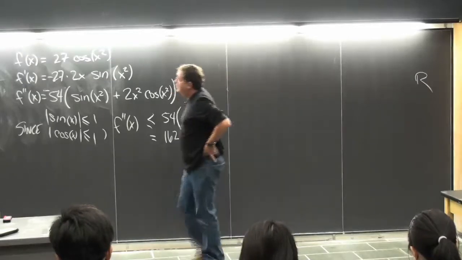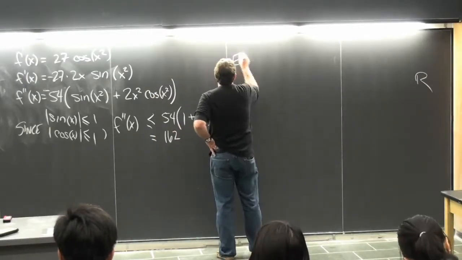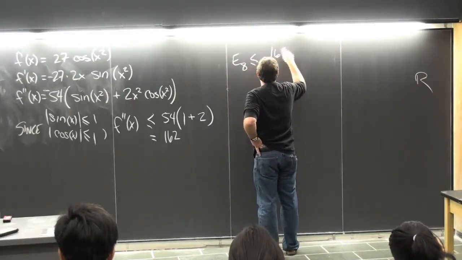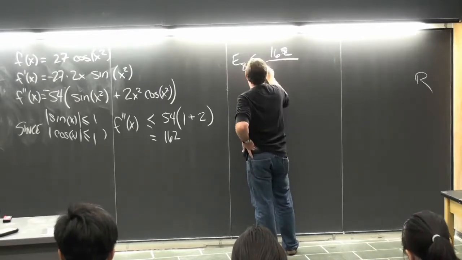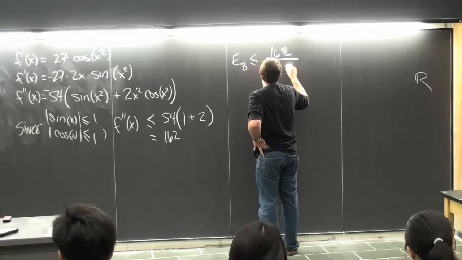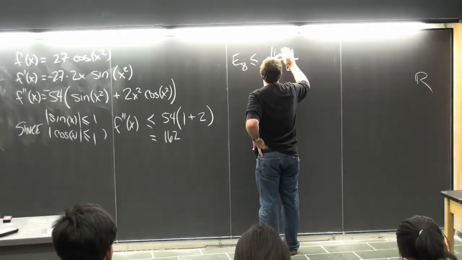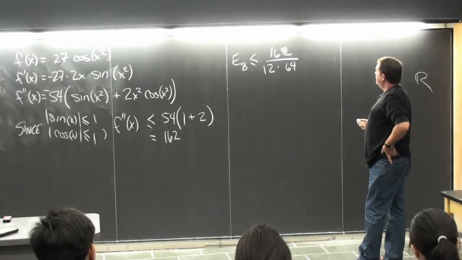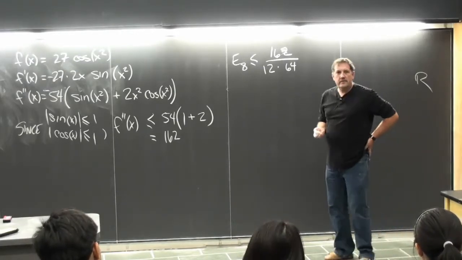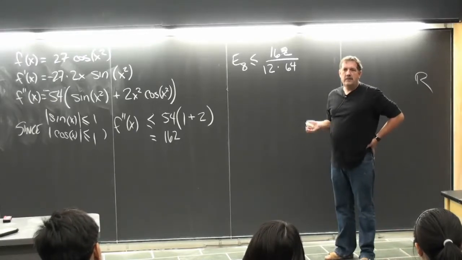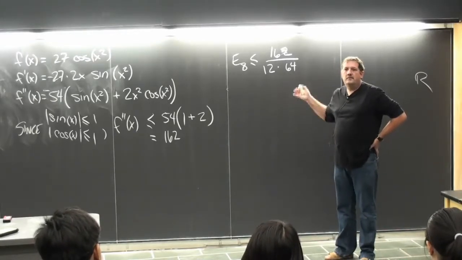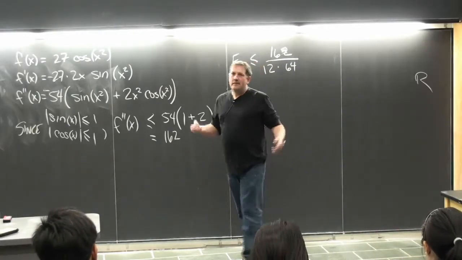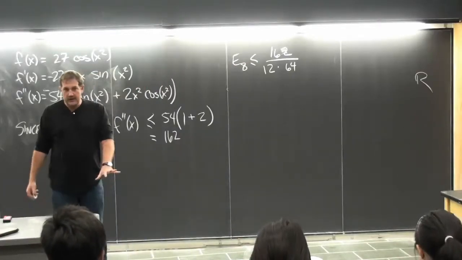And then, so now let's go back here. And so our error is less than or equal to 162 over 12 times n squared. N was 8, so that's 64. So that's some number. It's not very good. Well, it's all right. It's whatever it is. You can plug it into your calculator and it's like 0.02 or something. Does anyone know? Does anyone care? Okay, all the same. Okay, so does that answer your question?